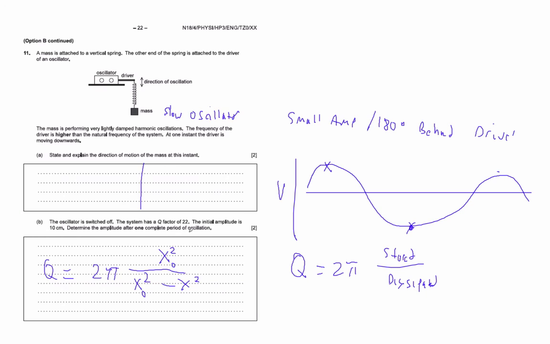So determine the amplitude after one complete period. Let's make this the original amplitude, and this is what we're solving for. You're going to put your 22 in here, and you're going to put 10 in here, and also in here, and then you're going to solve for that x. Happy solving, it's somewhere between 5 and 10. Not less than 5.